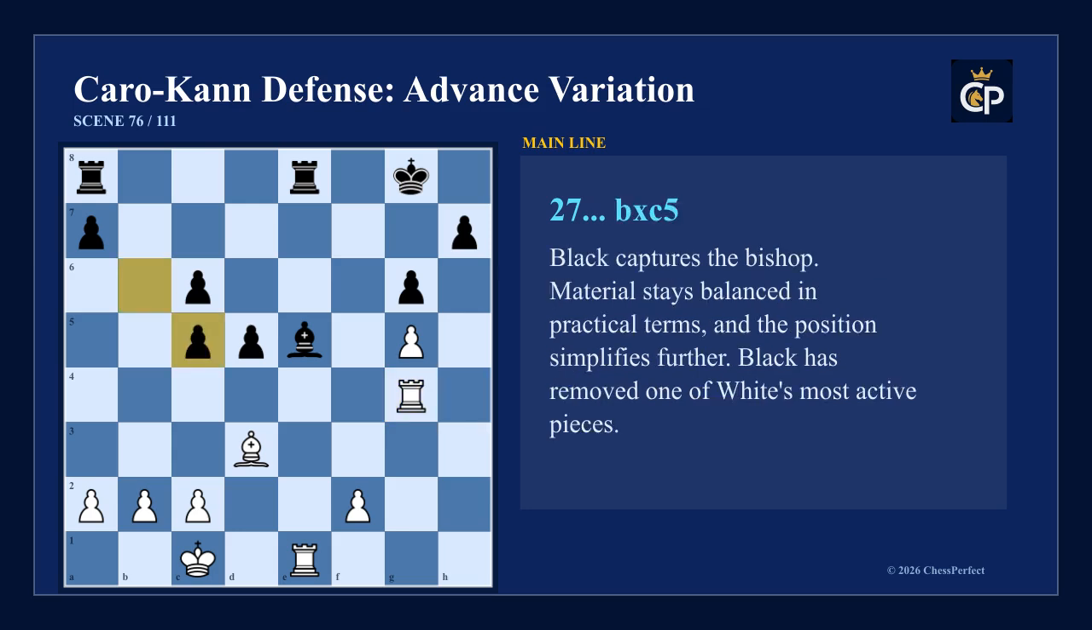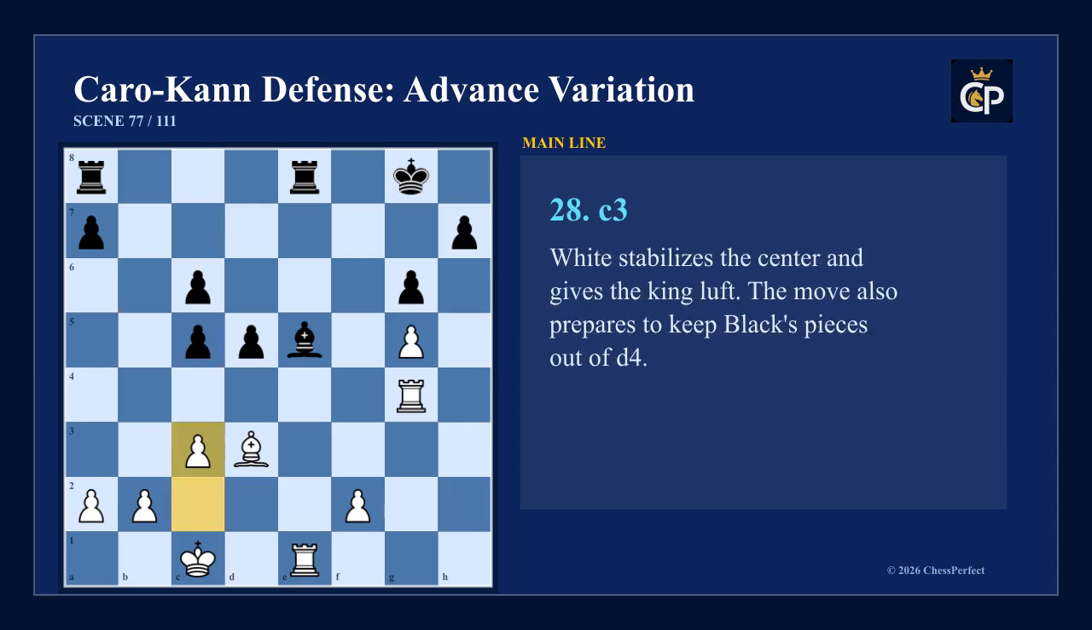Bishop takes c5. Black captures the bishop. Material stays balanced in practical terms, and the position simplifies further. Black has removed one of white's most active pieces. c3. White stabilizes the center and gives the king luft. The move also prepares to keep black's pieces out of d4.